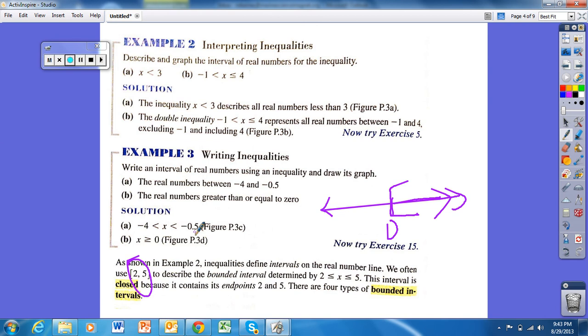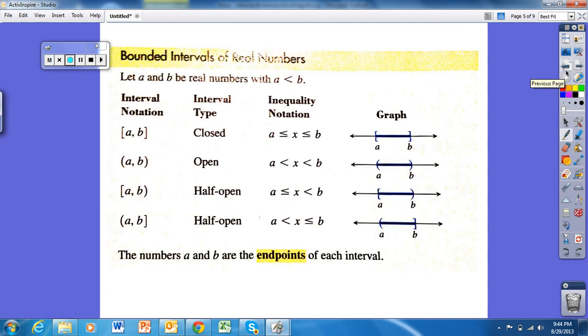There's 4 types of bounded intervals. A bounded interval is one that has 2 endpoints, sorry. That's a bounded interval, one with 2 endpoints. So here we go. It's called closed if both endpoints are included. This is how we write it, with brackets. It's called open if neither endpoint is included. So parentheses over here, parentheses on the number line.